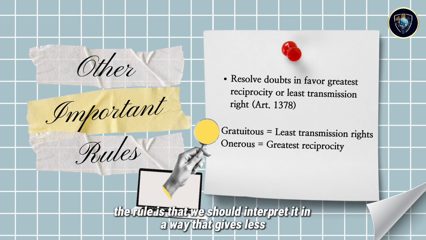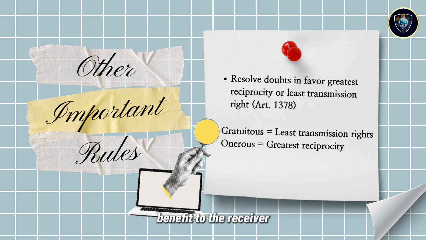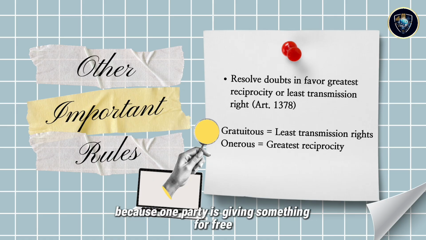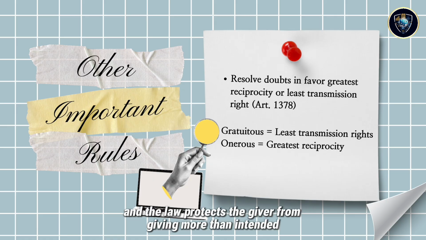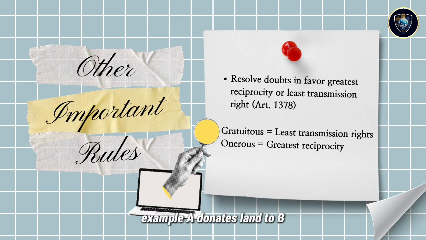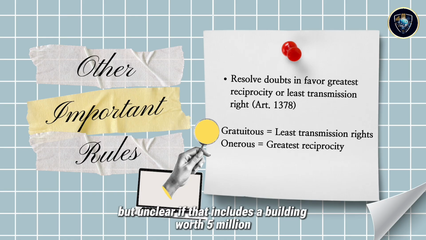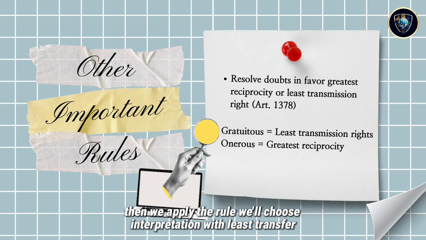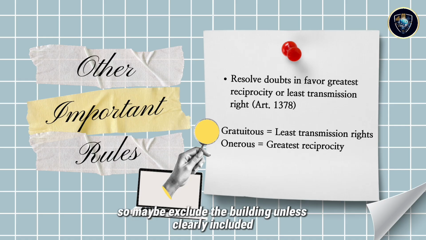The rule is that we should interpret it in a way that gives less benefit to the receiver, because one party is giving something for free, and the law protects the giver from giving more than intended. Example. A donates land to B. Contract says, includes improvements, but unclear if that includes a building worth 5 million. Then we apply the rule. We'll choose the interpretation with least transfer, so maybe exclude the building unless clearly included.